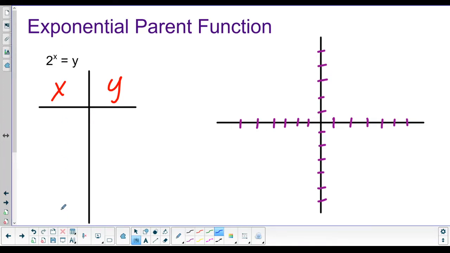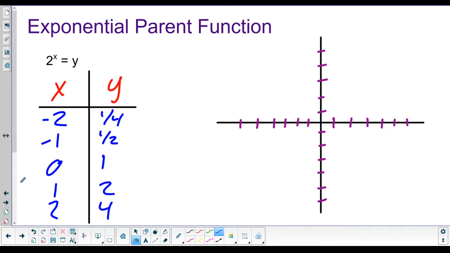So we're going to pick some random x's, and my random ones that I always choose randomly are -2, -1, 0, 1, 2. And then we've already plugged all these into exponents, so we know that this is 1/4, 1/2, 1, 2, and 4. So now we're going to graph these, and we're just going to get the inverse. So -2, 1/4, -2, 1/2, 0, 1, 1, 2, and 2, 4.